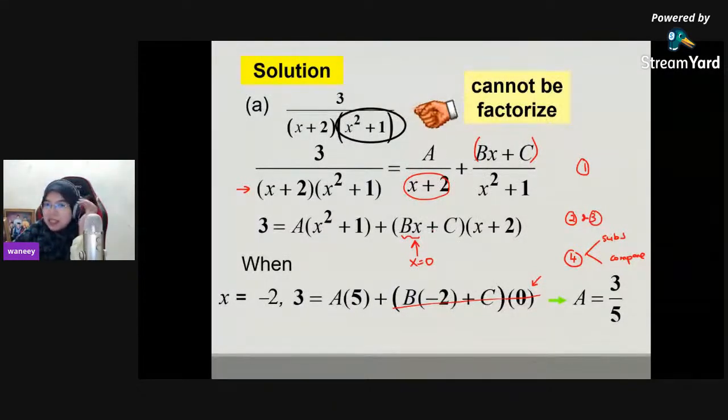Orang lain dapat sama? Sama ke? Saya tak kata salah, saya tanya je. Orang lain dapat tak?